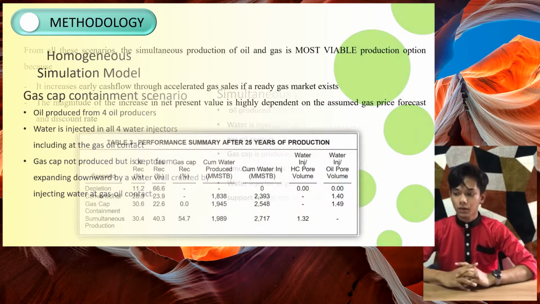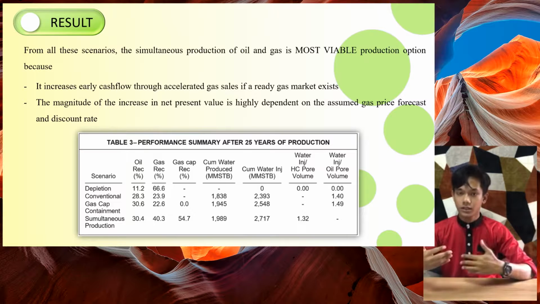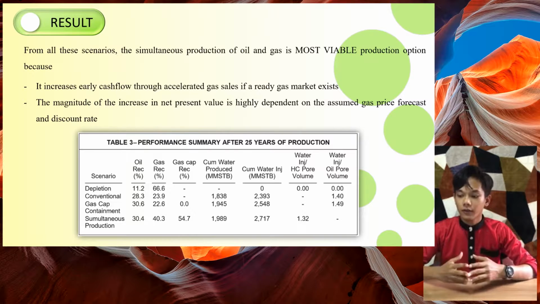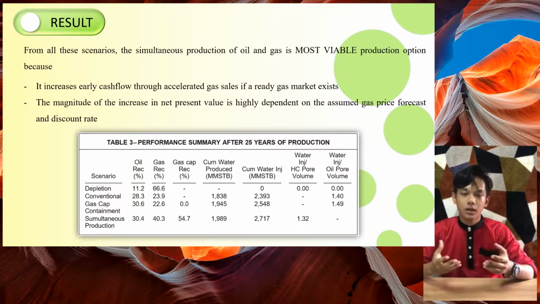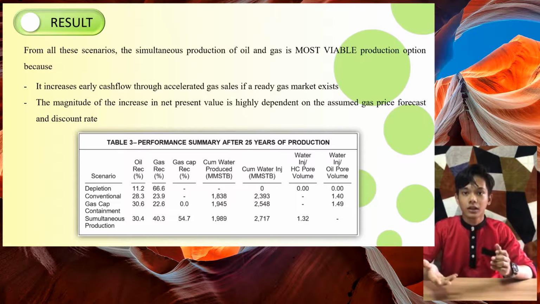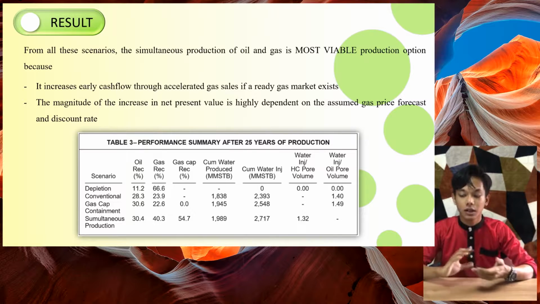So based on this table, we can see the results of all of these 4 scenarios. For gas recovery, gas containment and simultaneous production have 22.6% and 40.3% respectively, because the gas is produced from the reservoir. But for gas cap recovery, no attempt was made to calculate the gas cap recovery for the depletion and conventional scenarios. But there is an attempt to calculate the gas cap recovery for gas cap containment and simultaneous production.